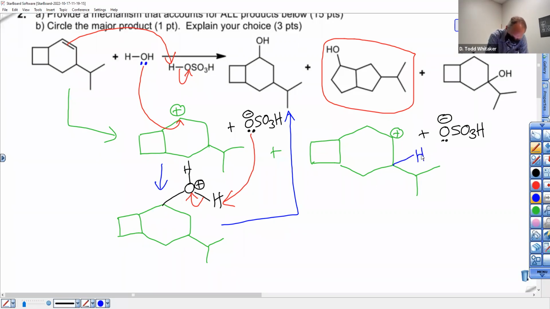Start the arrow on the middle of the sigma bond and go all the way to the C. And draw the cation that results. It'll be tertiary, so it'll be an improvement. Tertiary, that's why it happened. But it's not the best carbocation. We'll be seeing that later.